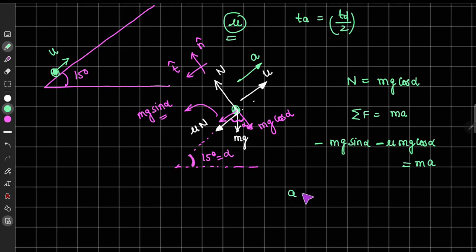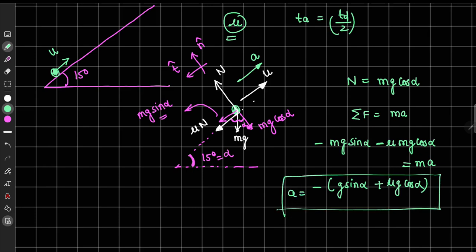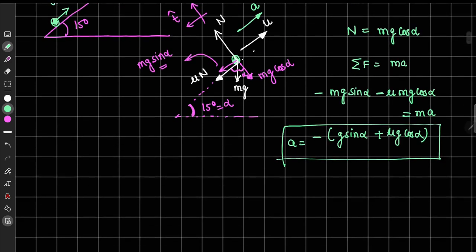So the acceleration here we can find as g sin alpha plus mu g cos alpha. We have got it as negative because we assumed that the acceleration is in this particular direction, but in actual the acceleration will be in this particular direction. Okay, so this is the acceleration we have got, and the body has been launched with a velocity of u.